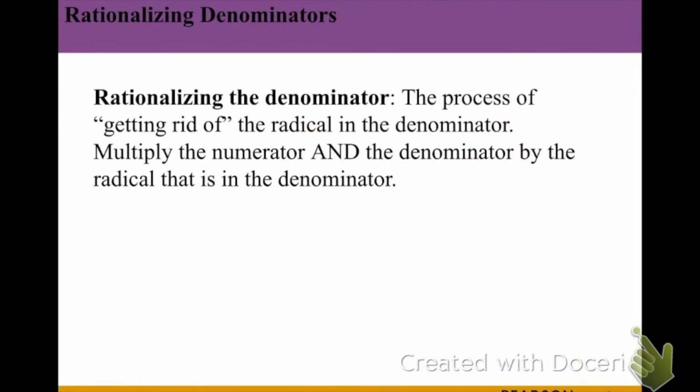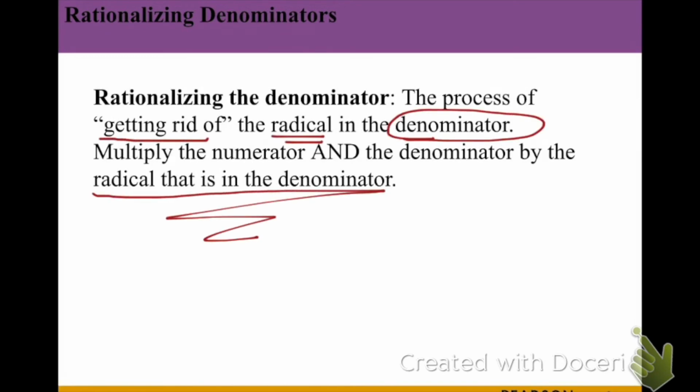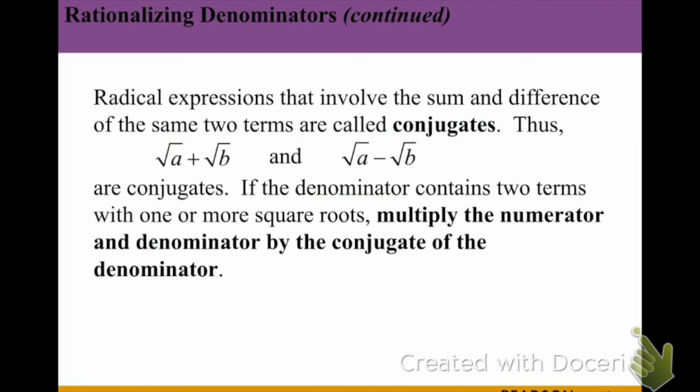Rationalizing the denominator is the process of getting rid of the radical in the denominator. To have a fully simplified radical expression, we cannot have a radical in the denominator. So this is the process of getting rid of it. This is done by multiplying the numerator and the denominator by the radical that is in the denominator. So to illustrate that, let's try this first example.